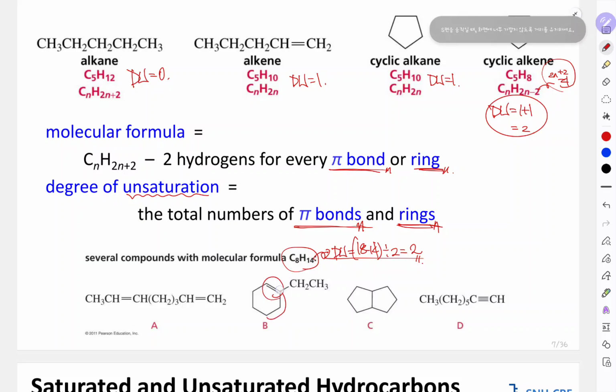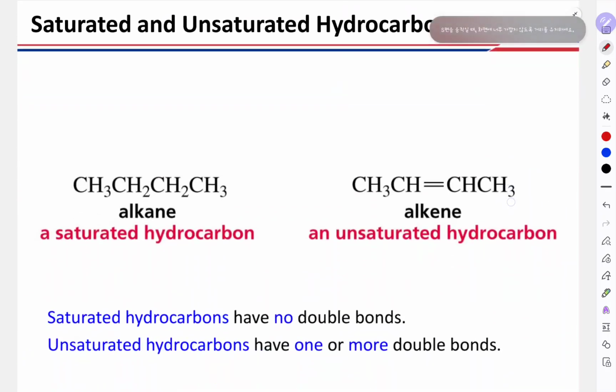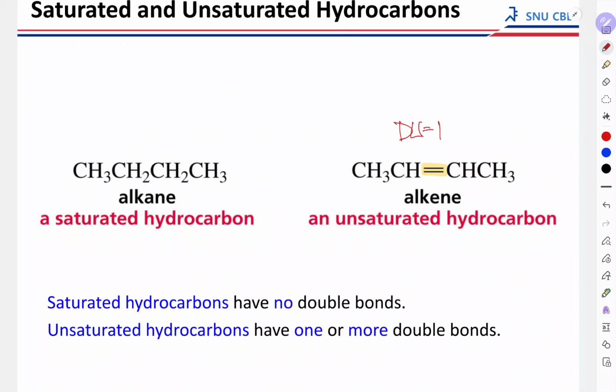Again, you can think about this saturated case, which follows this general formula, and then you can compare that with the unsaturated case. In this case, of course, DU has to be 1. The saturated hydrocarbon has no double bond. Unsaturated hydrocarbons have 1 or more double bonds. That's what saturated versus unsaturated means: saturated with hydrogen or unsaturated. There are 2 hydrogen sites that are unsaturated in this case. So that's what saturated versus unsaturated means.